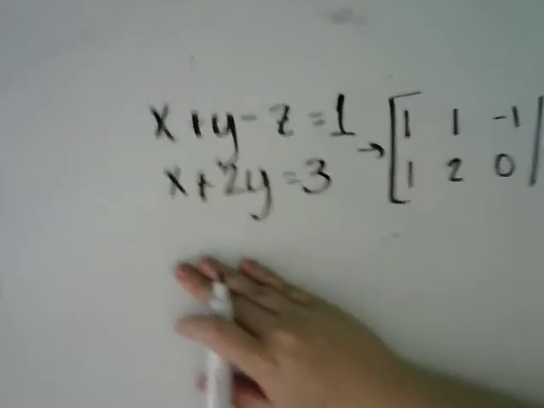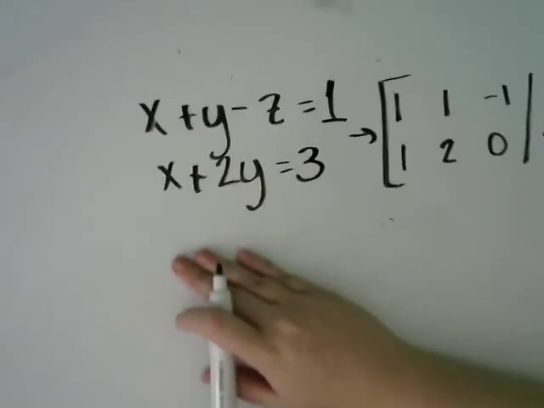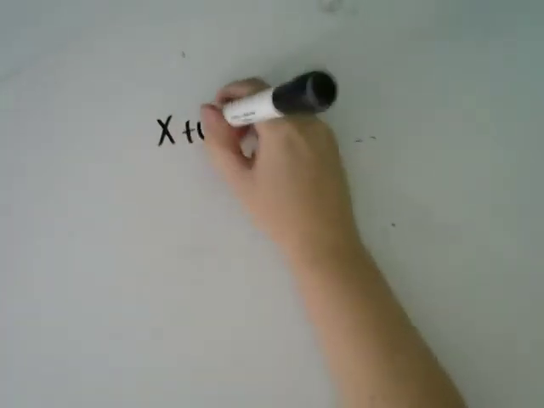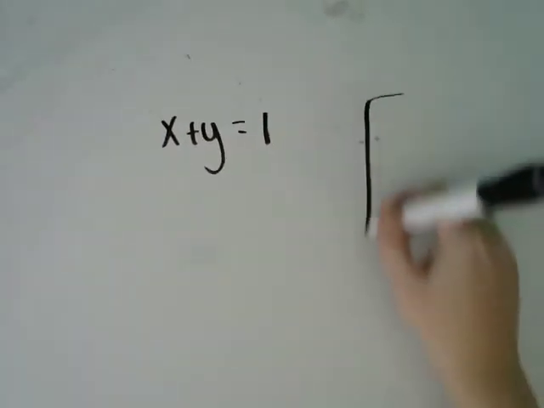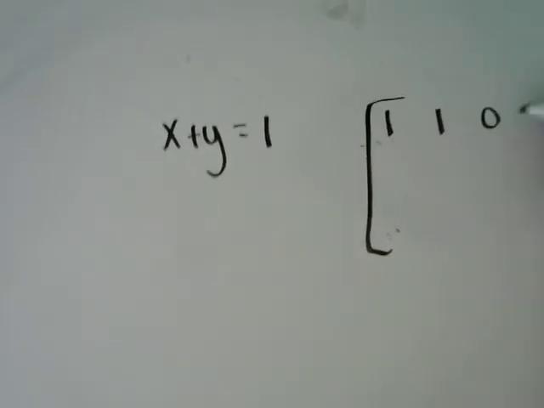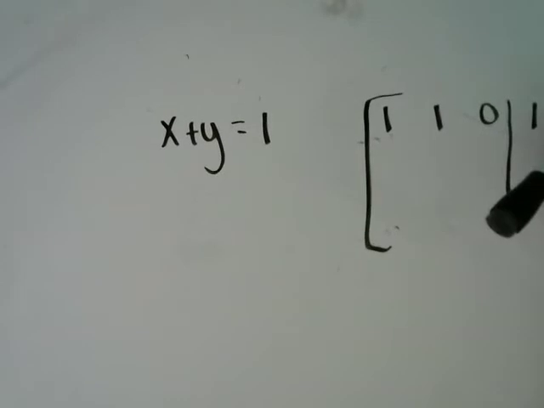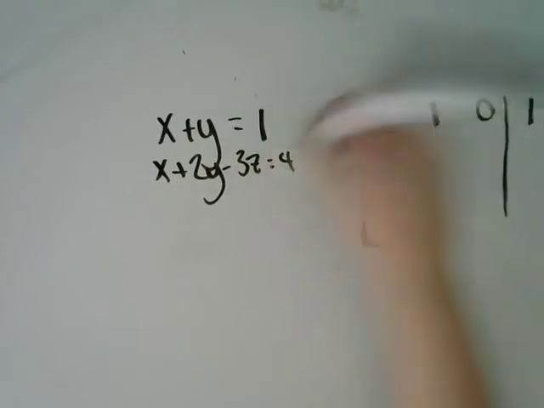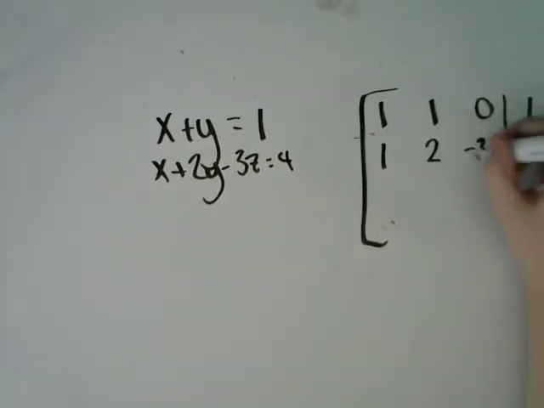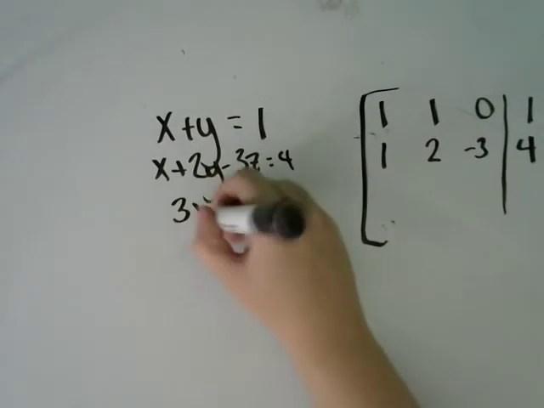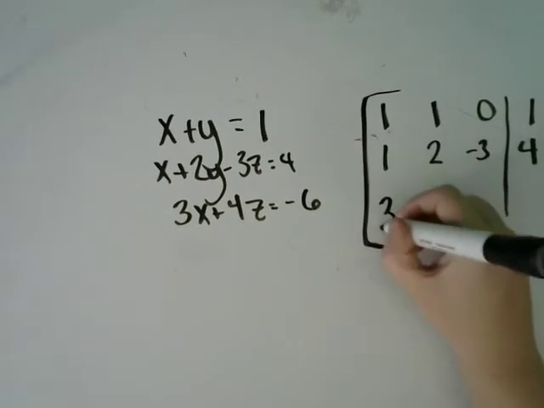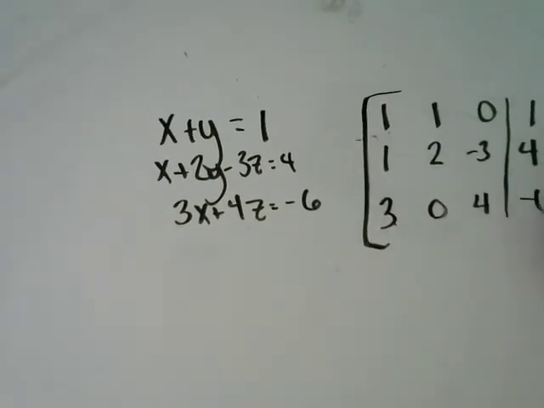The last example is a 3x3 system of equations because we have 3 equations and 3 variables. So we're looking at x plus y equals 1, which gives us 1, 1, and a 0 for z, and then 1 for the equals. Then we have x plus 2y minus 3z equals 4, which gives us 1, 2, negative 3, and 4. And finally, we have 3x plus 4z equals negative 6, which gives us 3, 0, 4, and negative 6.